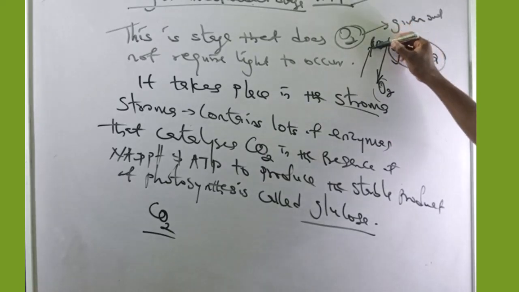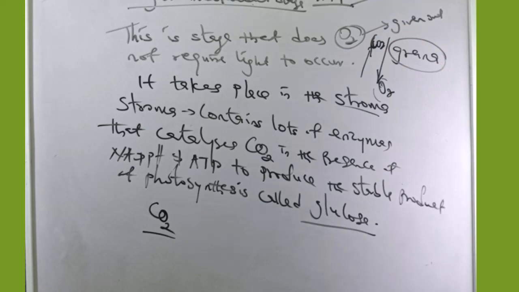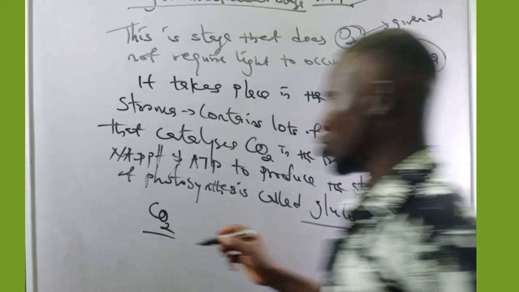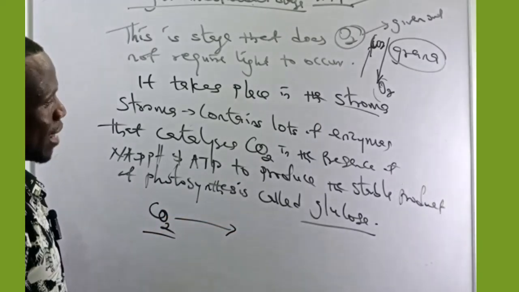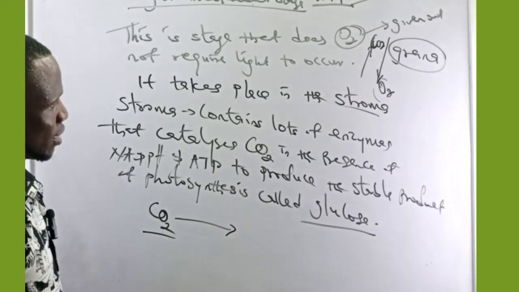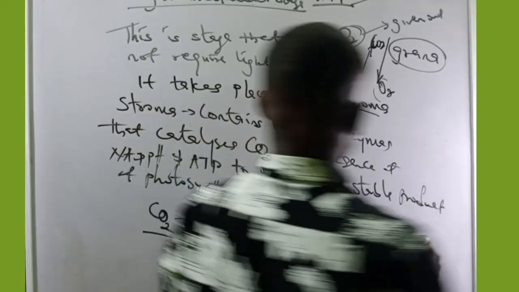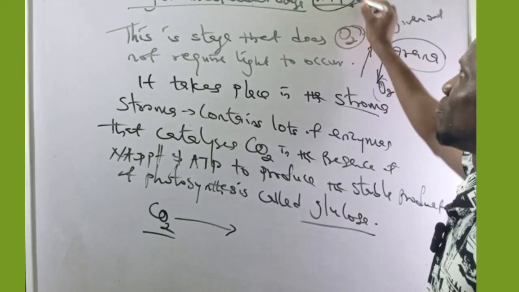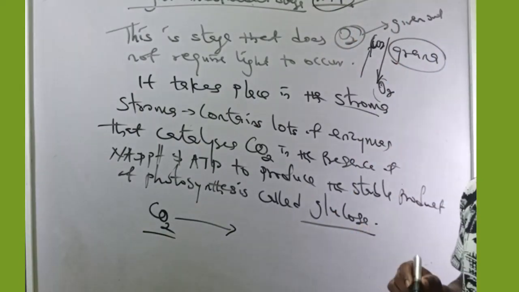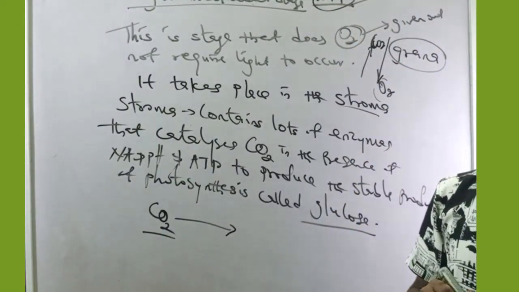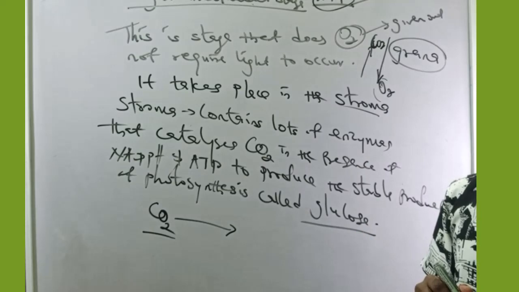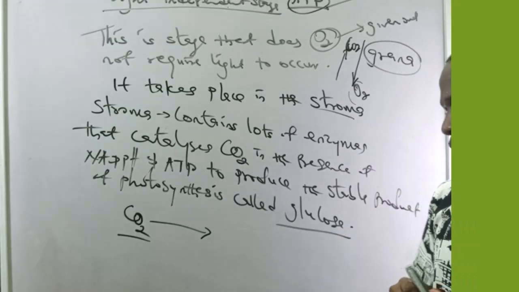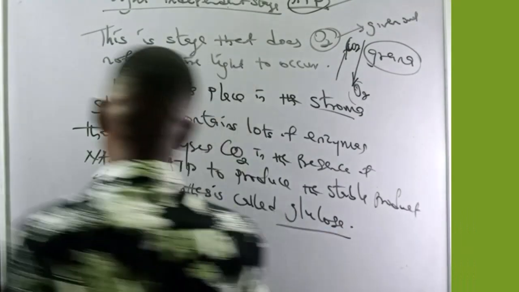So the CO2 that is taken in through the stomata of the plants is used to produce glucose by the activities of enzymes and by the presence of NADPH and ATP, which are produced in the first stage of photosynthesis, which we call the light dependent stage, and are used now.